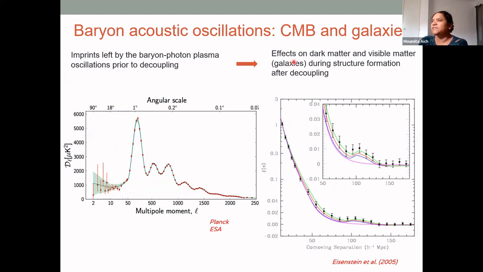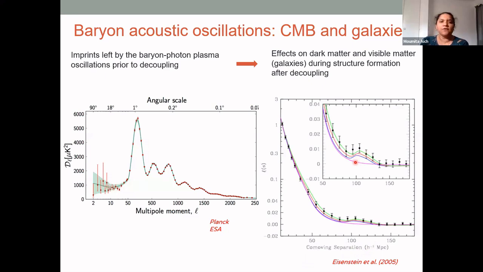What you can see here is basically the effect of dark matter and visible matter, so that's the galaxies during structure formation after decoupling. And you can see this tiny bump, which is enlarged here, at about 100 megaparsec in h inverse co-moving separation.